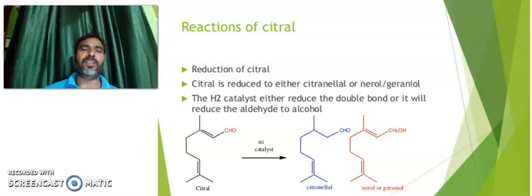Now, reactions of Citral. Reduction of Citral. Citral is reduced to either citronellal or nerol or geraniol. The H2 catalyst either reduces the double bond or reduces the aldehyde to alcohol. So you can see Citral, H2 catalyst, gave nerol and geraniol.